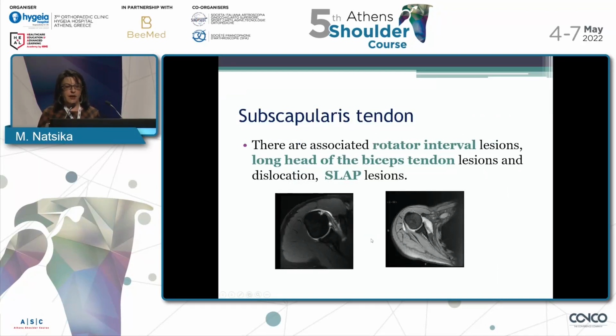These lesions are associated with rotator interval lesions, long head of biceps lesions, and dislocations of the biceps, and tearing of the biceps, and also sometimes with SLAP lesions. So we have to look very thoroughly to find the subscapularis tendon pathology. I will finish my presentation here, and if you want, we will talk about the conditions that can mimic the pathology of the rotator cuff. Thank you.